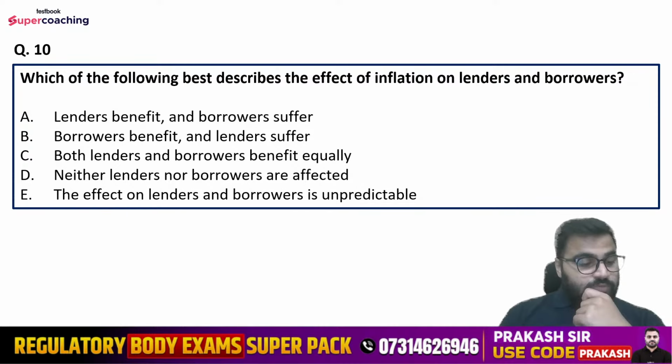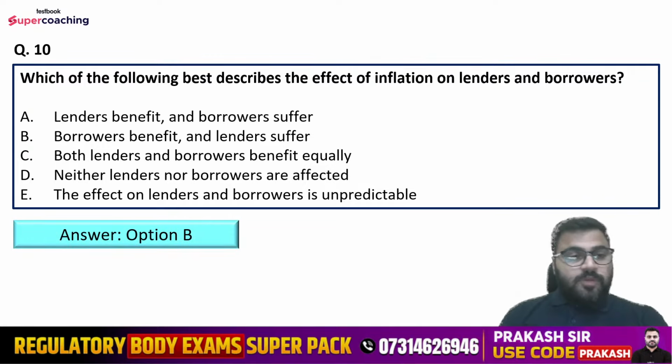So, Muthana is saying option number B. Okay. What about others? Right answer is option number B, that is borrowers benefit and lenders suffer.